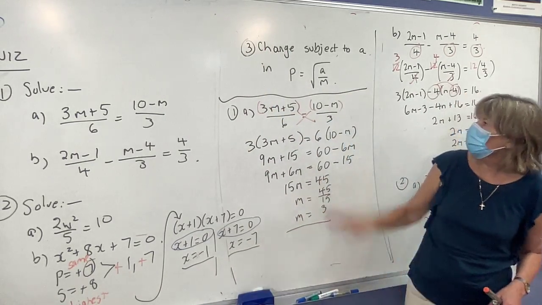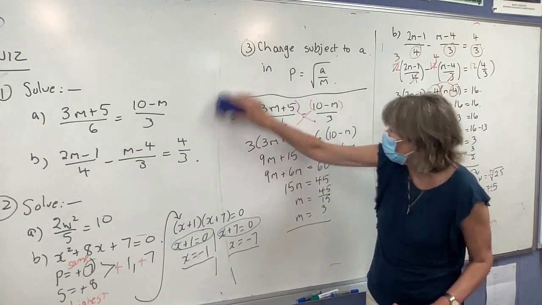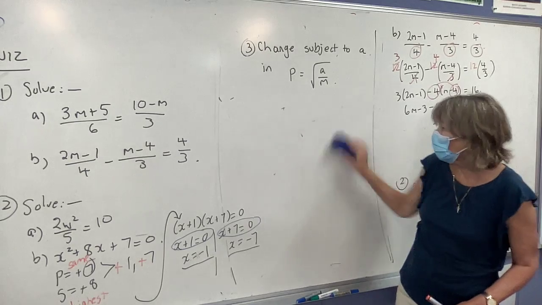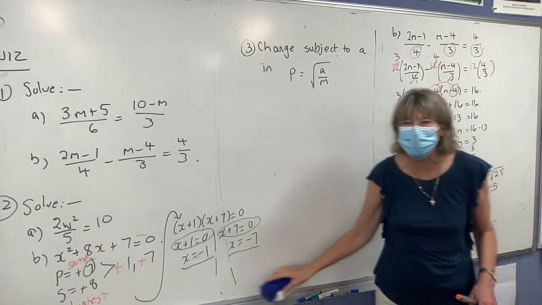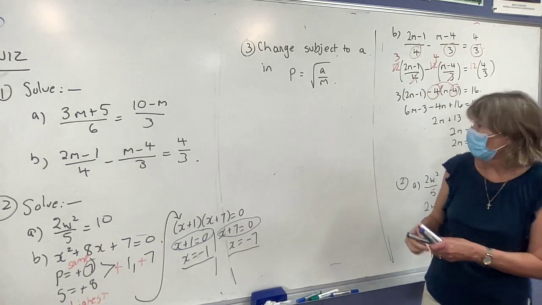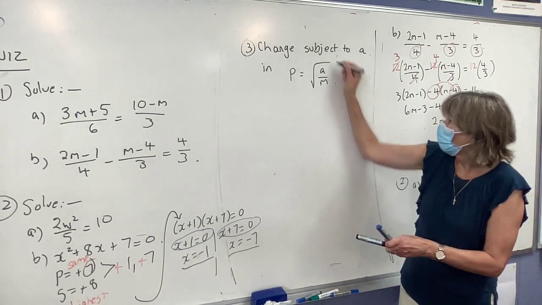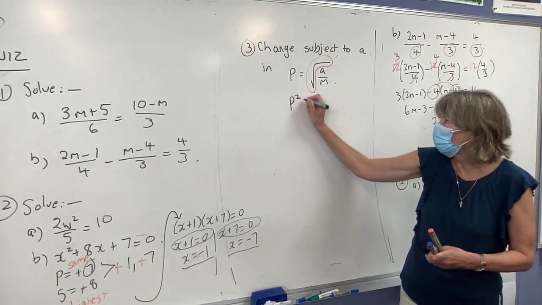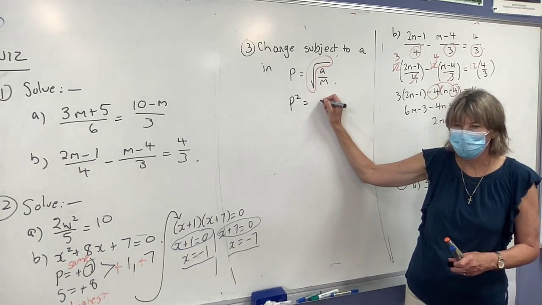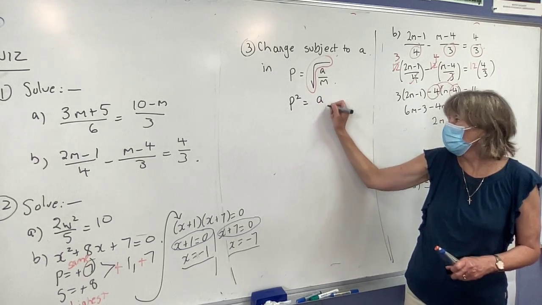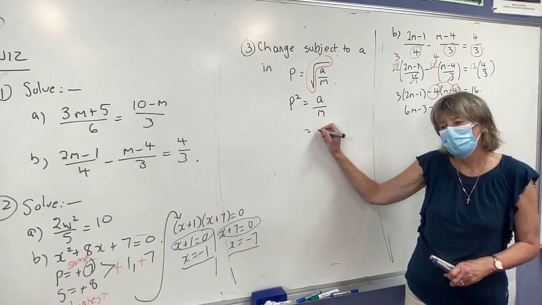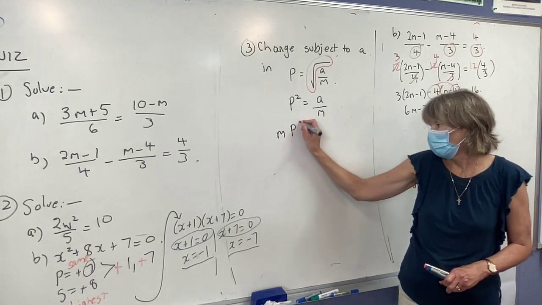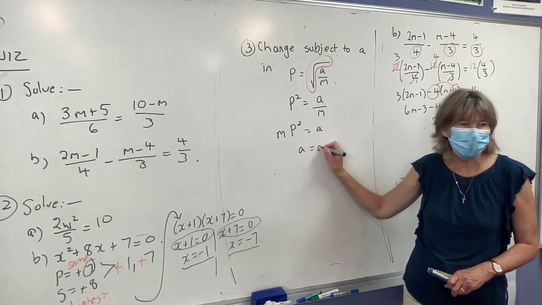All right, where are we up to? This one. I'll just get rid of this one here. All right, who can tell me what to do for changing the subject so that A is our subject, Lachlan? To get rid of the square root, you do p squared. Right, get rid of that first. So we've got p squared, continue. So then p squared equals a over m. Continue. And then you do m times p squared equals a. And then just swap them around and you've got your answer.